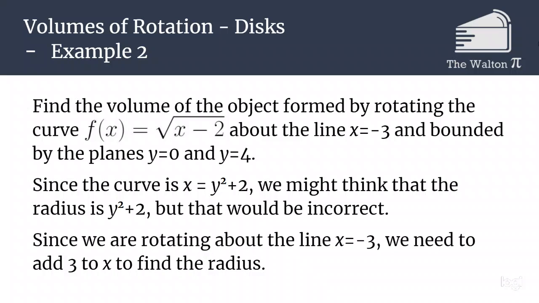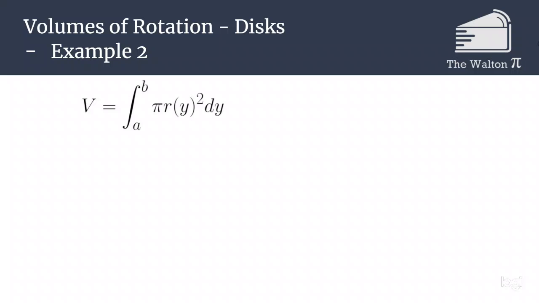Since we're rotating about the line x equals -3, that is not one of the standard axes, so that means we need to add 3 to find the radius. Or in other words, we need to subtract -3. So if you were to rotate it about the line x equals 2, you would subtract 2. Or the line x equals negative 10, you would subtract negative 10. That's the way that we can figure these out.